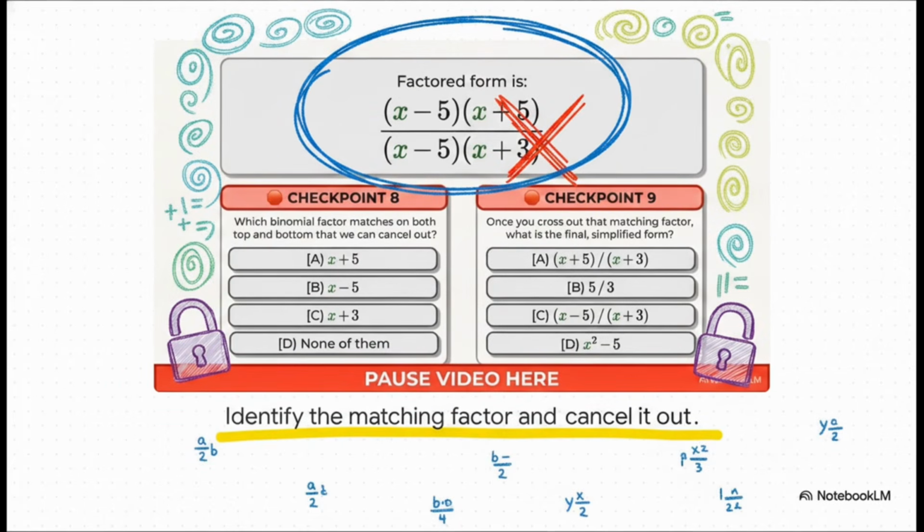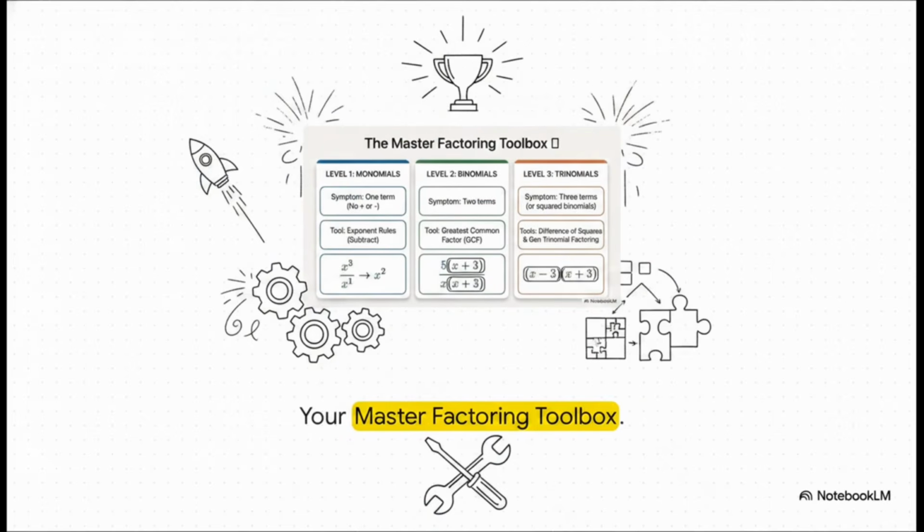Let's reveal the final checkpoints, numbers 8 and 9. Look at your factored expression from the previous step. Para sa checkpoint 8, ang binomial factor na magkapareho sa taas at baba ay pwede nating i-cancel out. And for checkpoint 9, once you cross out that matching factor, ano ang inyong ultimate final simplified fraction? I-pause dito at i-lock in ang inyong final answers. You're doing absolutely fantastic! You did it!